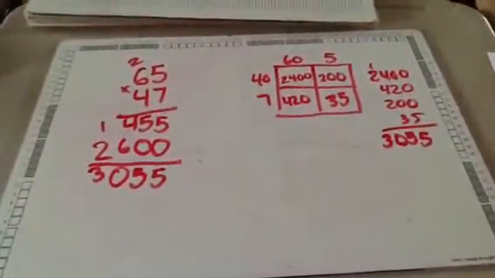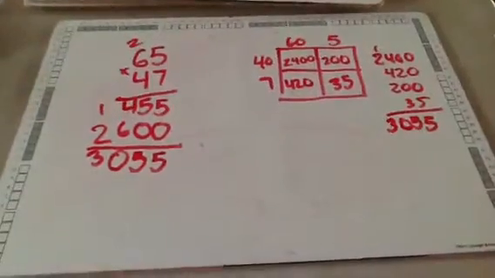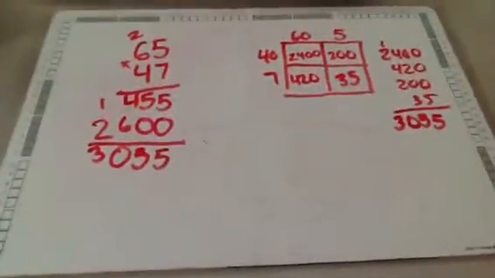So my final answer, again, same on both problems. You know, different strategies, same answer. So the answer is 3,055.